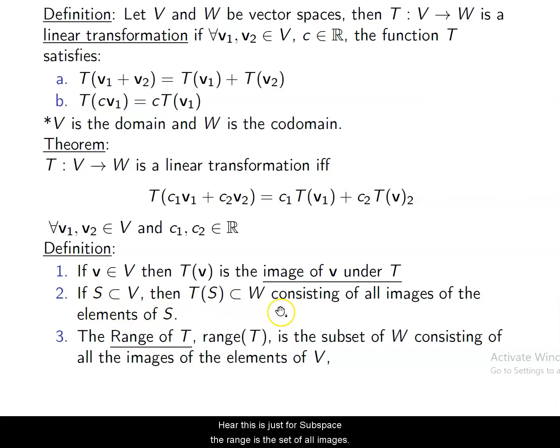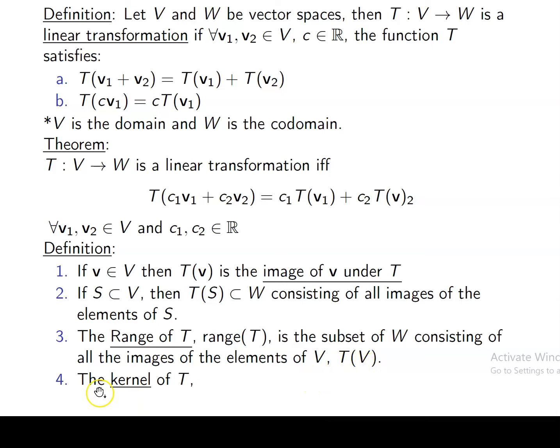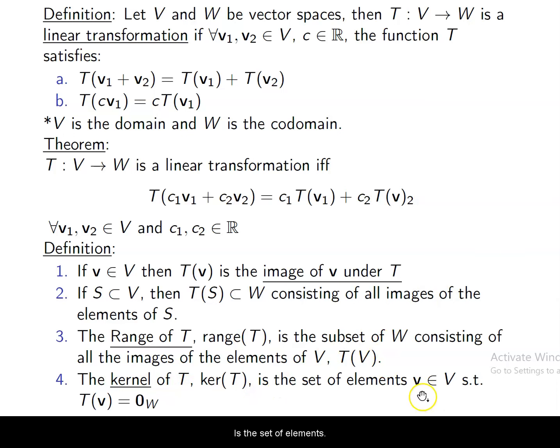Here, this is just for a subspace. The range is the set of all images of V into W. Okay, that's the range, which we call T of V, right? The transformation of the entire vector space. The kernel of T, called ker T, is the set of elements v in V such that when we take the transformation, we get the zero vector for the vector space W.